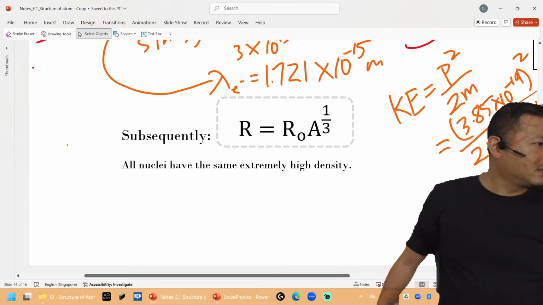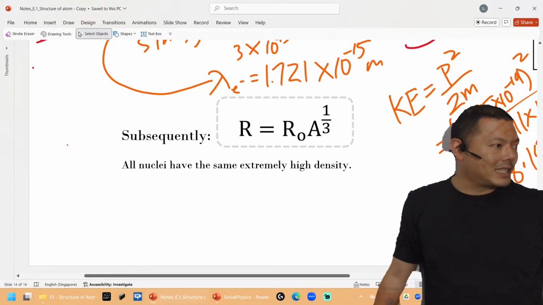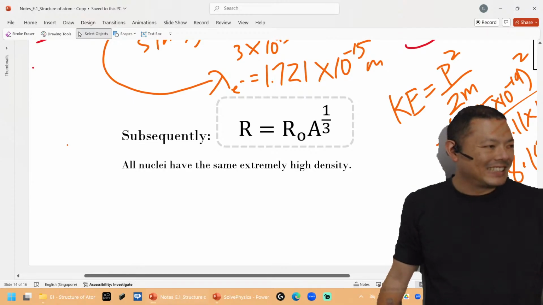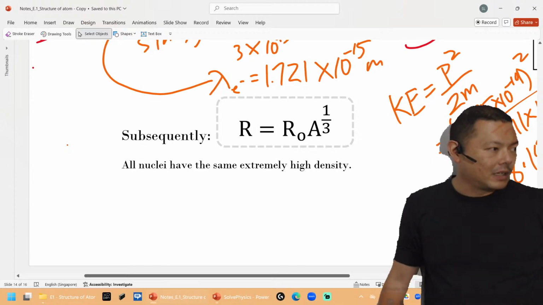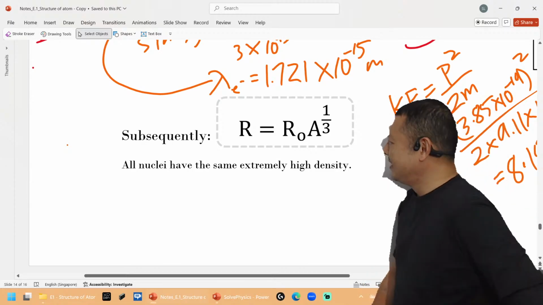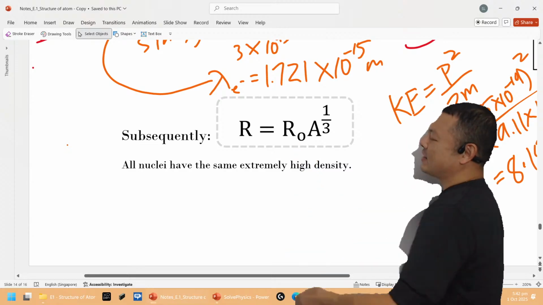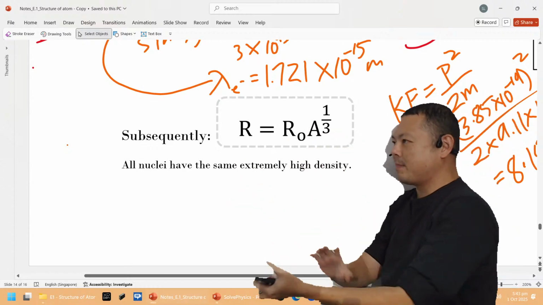Why does A not stand for atomic number? Because it doesn't. Not my fault. Yeah, it's damn annoying. Why can't you just put Z and A or something like that, with atomic number at the bottom? What's R naught? Fermi's radius, okay? So this one here, I don't have to go through that much.